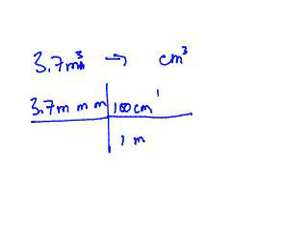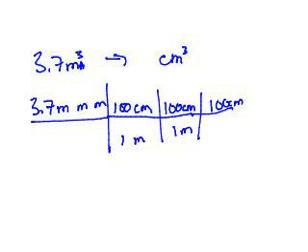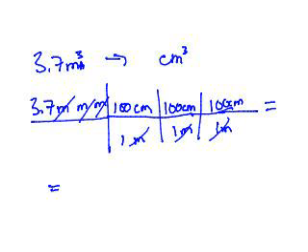100, right? So you do this 3 times. So you can cancel the meter out 3 times. So 3.7 times 100 times 100 times 100 is a lot. I don't know, what does that come out to be? 3,700. Somebody with a calculator, what does that come out to be?